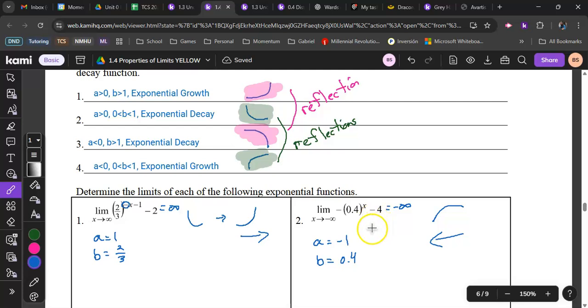What does the -2 or the -4 represent? It just moves it up and down. All it's doing is moving it up and down.